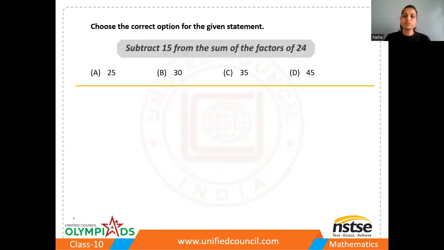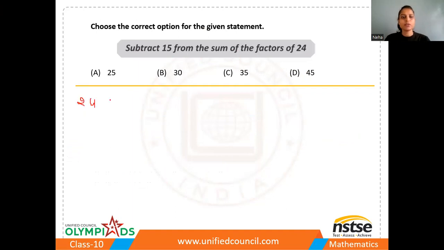Very good. Let's move to the next question. Choose the correct option for the given statement: subtract 15 from the sum of the factors of 24. First of all, I have to find all the factors of 24 and then subtract 15 from the sum of all the factors.